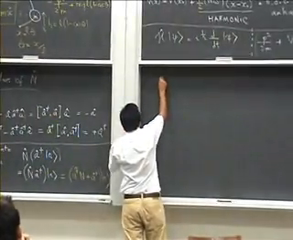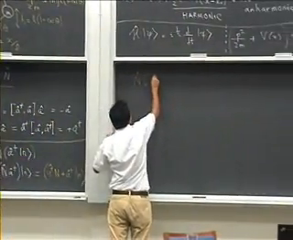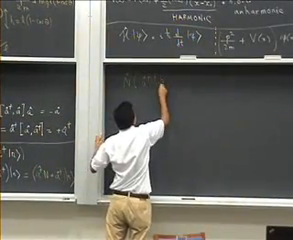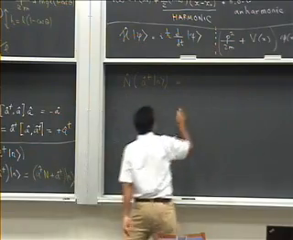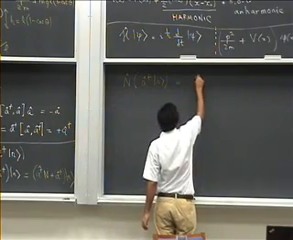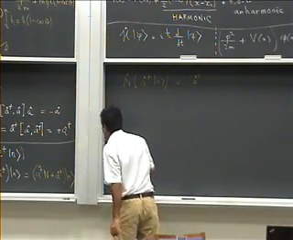Number operator n acting on a dagger on the number state equals, I can take a dagger as common.